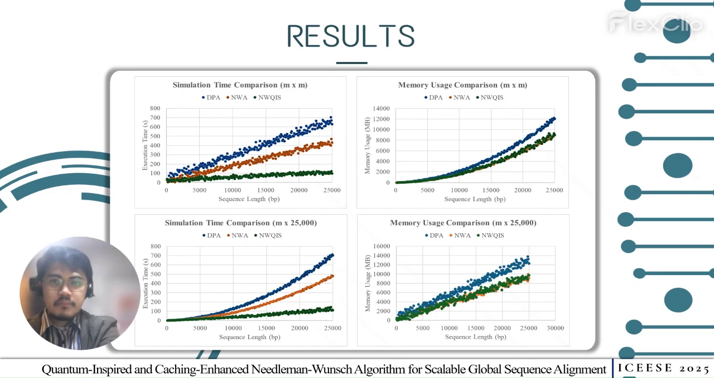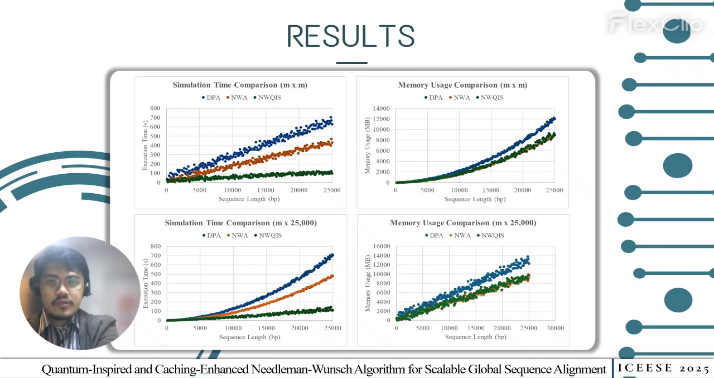In the upper left figure, execution time increases with sequence size for all methods. However, NWQIS exhibits the best scaling, maintaining a slower and more consistent growth. DPA shows the steepest increase, while the lower left figure confirms NWQIS as the fastest across all tested lengths, especially beyond 10,000 nucleotides, where its quantum-inspired optimizations deliver substantial computational savings. In contrast, DPA becomes increasingly impractical at these scales.